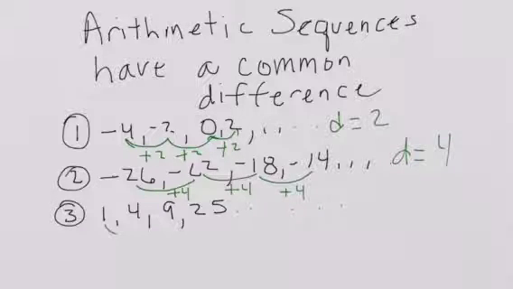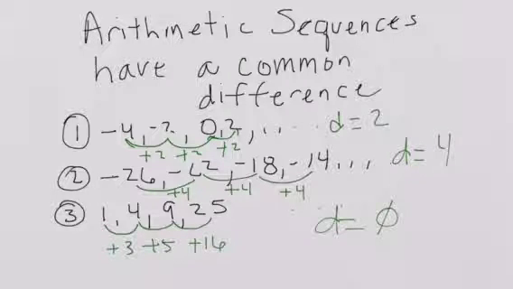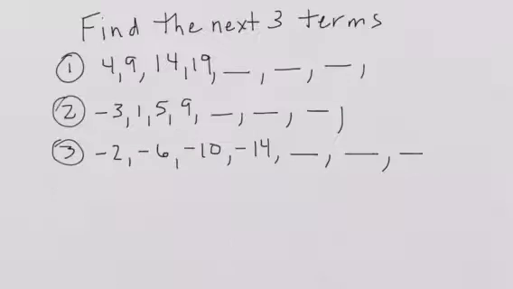Last one, from 1 to 4 is positive 3. From 4 to 9 is positive 5. From 9 to 25 is positive 16. So there is no common difference, so this is not an arithmetic sequence.